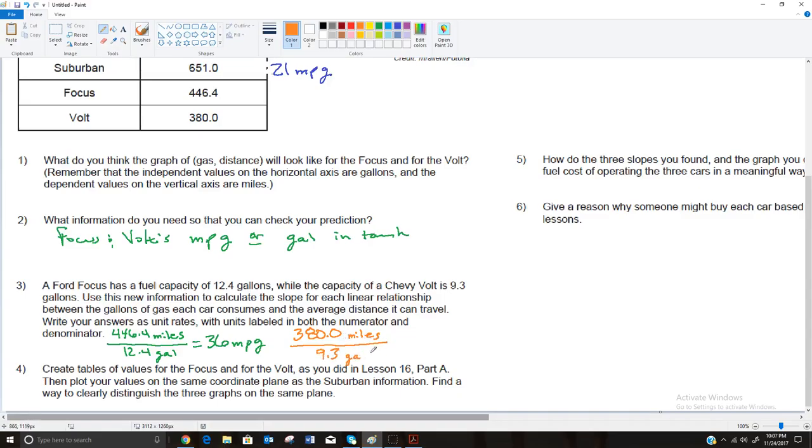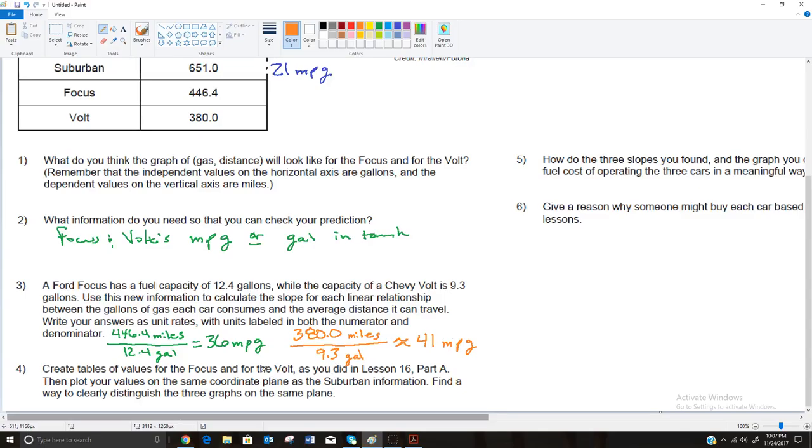9.3 gallons. So we suspected that this vehicle was going to have the best gas mileage. So let's see how that comes out. 380.0 divided by 9.3 comes out to be not quite 41. It's like 40.9. I'm going to go ahead and just call it 41. So it's not quite 41 miles per gallon. That's 380 divided by 9.3.